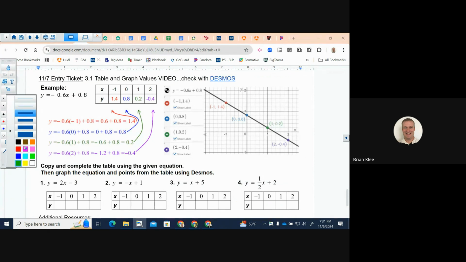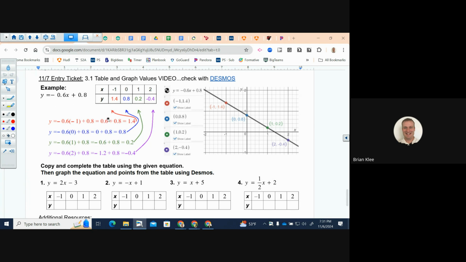Okay, our learning target has been looking at slopes of linear equations, whether they've been on graphs or, in this case, on a table. So the idea is if I put in a -1, negative 0.6 times -1 is positive 0.6. 0.6 plus 0.8, 1.4.